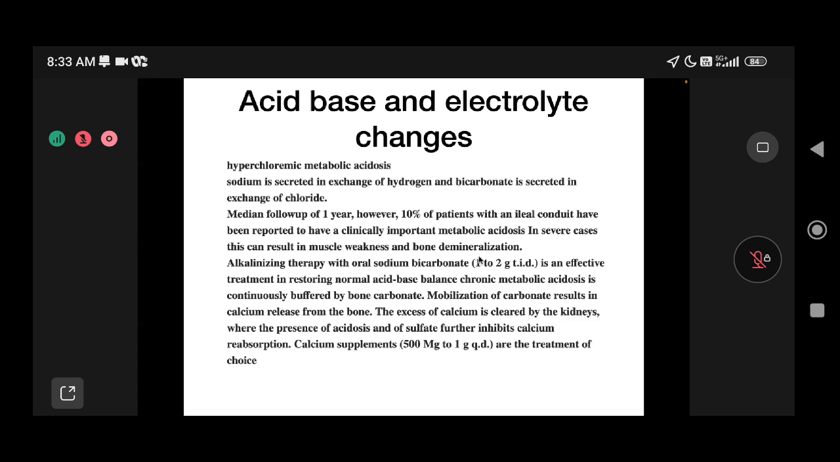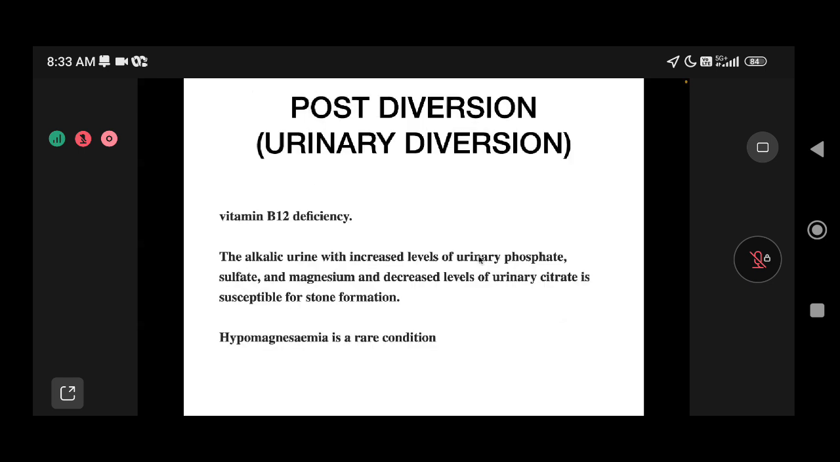The median follow-up was 1 year. We found that 10% of patients with an ileal conduit have some metabolic acidosis, which is severe. That's why we give soda mint or sodium bicarbonate tablets. All these patients should be managed properly with 1 to 2 grams three times a day. Then mobilization of carbonate results in calcium release from the bone, so these patients tend to have hypocalcemia, and calcium also has to be supplemented.